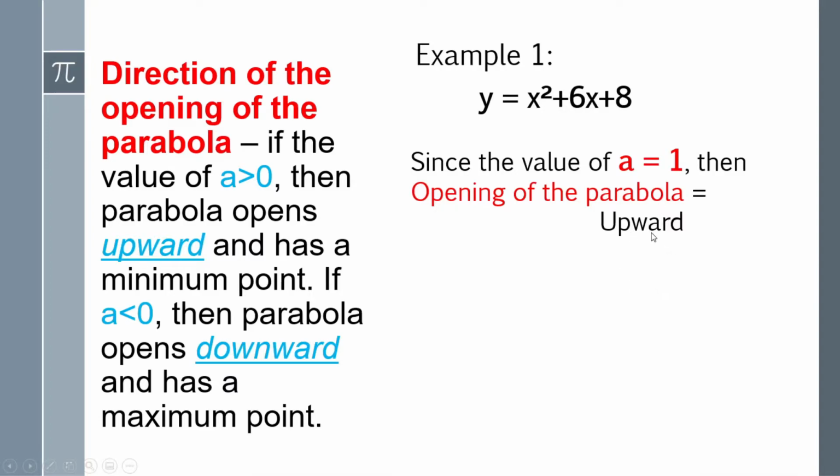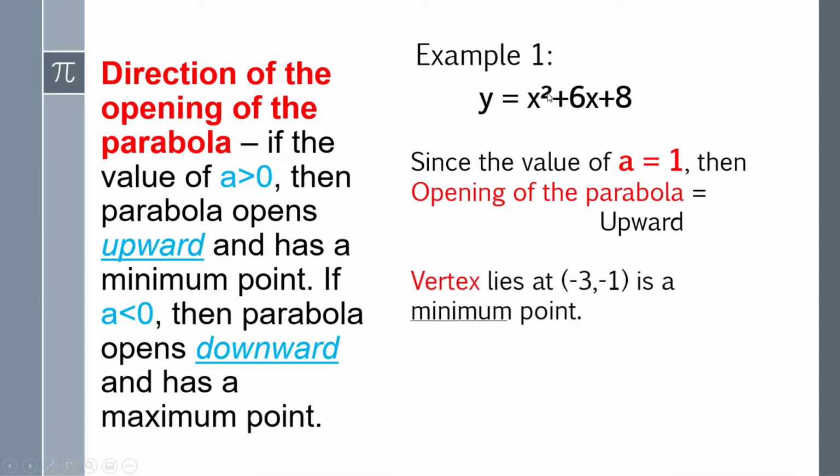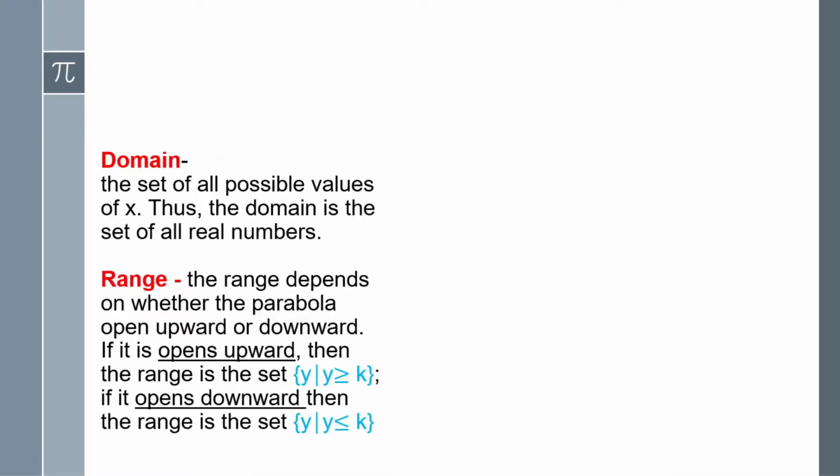So since the value of a is equal to 1, then the opening of the parabola is going upward. So ganun lang basihan natin. Kapag positive yung a, upward. Kapag negative, downward. Then, katulad kanina, yung vertex natin, it has a negative 3 and negative 1, and it has a minimum point. Next characteristic is the domain. What is domain? The set of all possible values of x. The domain is the set of real numbers. So, lagi po yan, the set of real numbers kapag nasa quadratic function tayo.